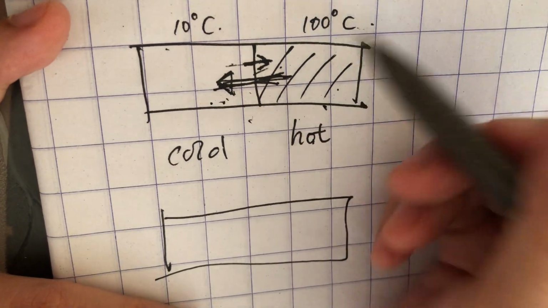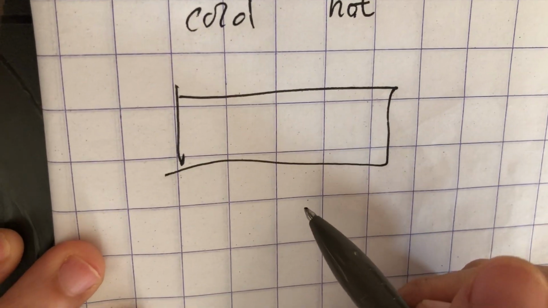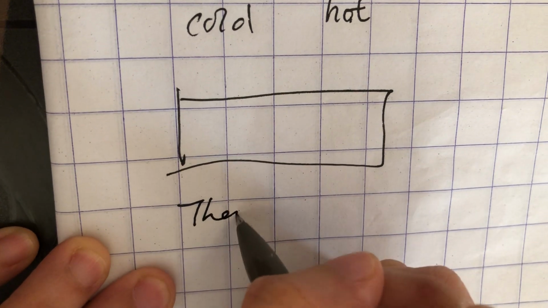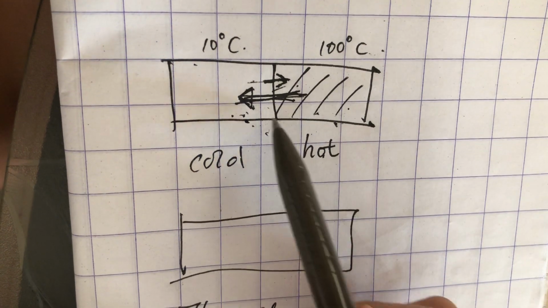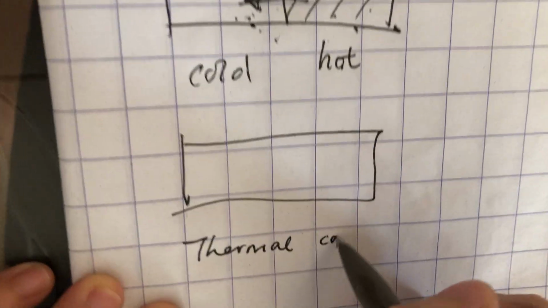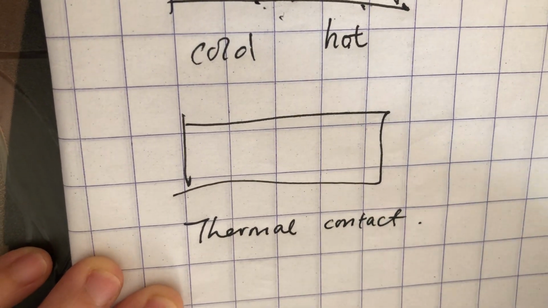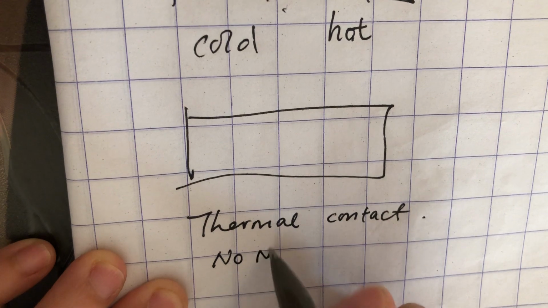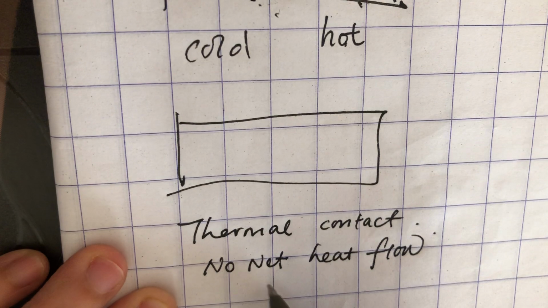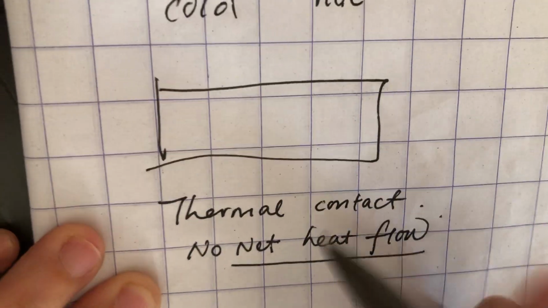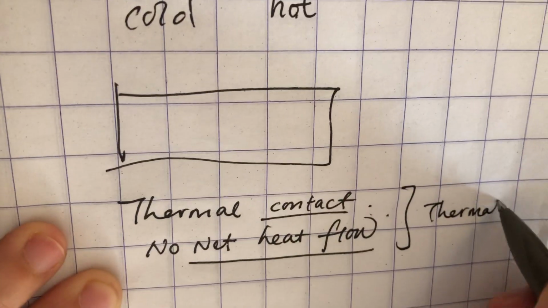Now we have to learn what thermal equilibrium is. Thermal equilibrium can be achieved when there is thermal contact. Thermal contact, like this, is when they are touching each other, which allows heat to flow. When there is thermal contact, and it reaches thermal equilibrium, there will be no net heat flow. I want to see the keyword: no net heat flow between two objects in thermal contact. That is what we call thermal equilibrium.